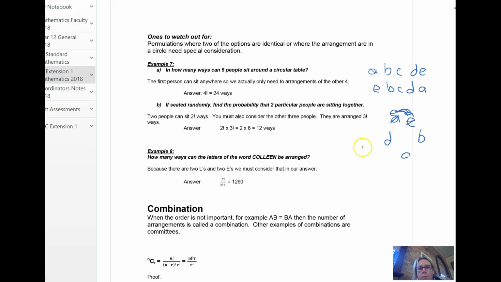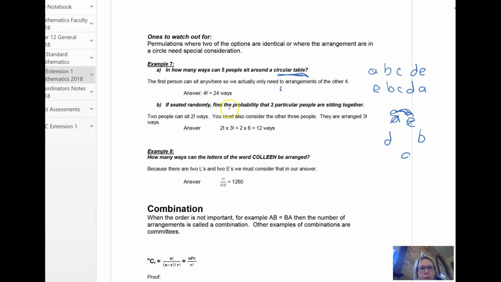So, the way we do circles is we say there's 5 people at the table, it will always be 1 less factorial, 4. If there's 9 people at the table, it will be 8 factorial. If there's 7 people at the table, it will be 6 factorial. If there's 55 people at the table, it will be 54 factorial. It is always 1 less when they mention circular table.